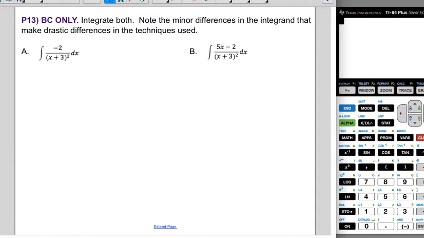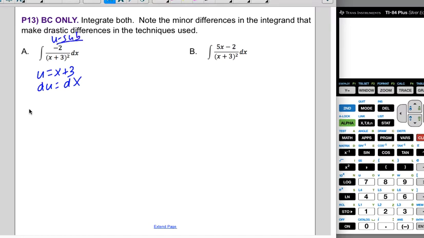So we have two more. Let's do P13 and P14 and then call it a day. All right, so let's look at these, right? For this one, I'm likely going to be able to just do simple u sub, right? Because if I call u x plus 3, my du is just dx, right? So this is probably u sub.